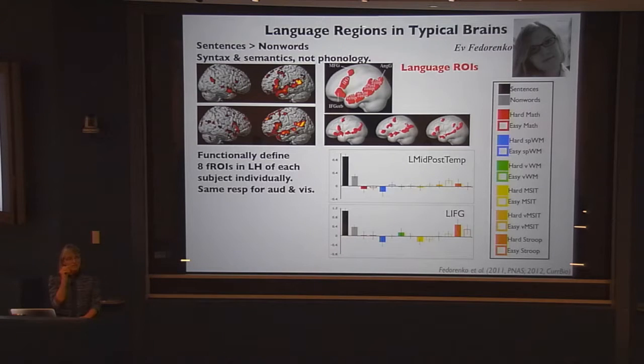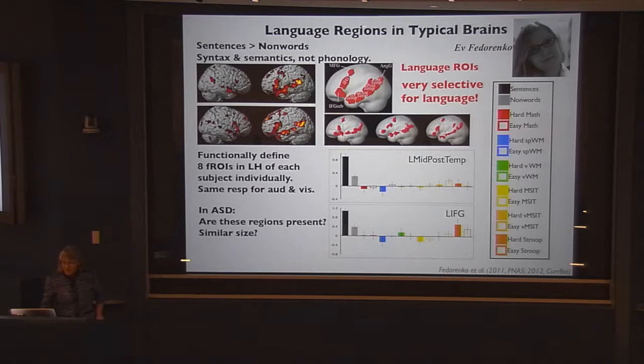When you define those regions in each subject individually, you find, for example, this is essentially Wernicke's area and essentially Broca's area, a high response to sentences compared to non-words, and pretty much no response to any of these other conditions. And it's not that these other tasks don't activate the brain. They activate nearby regions very robustly, just not these regions. So that's cool and important because it means we can target those regions, and we're really looking at something about language, not about any old aspect of high-level cognition.